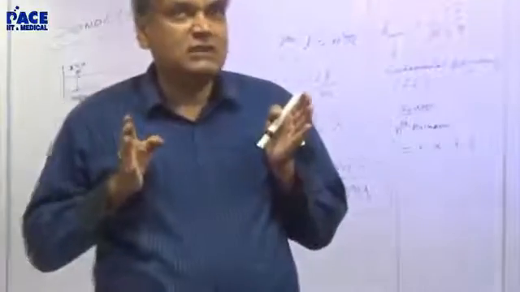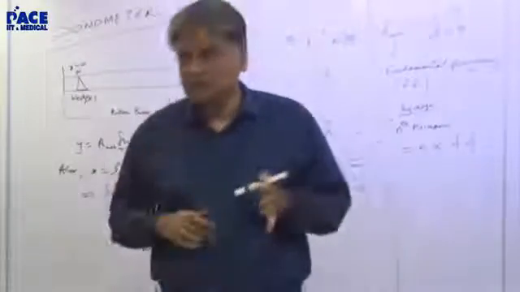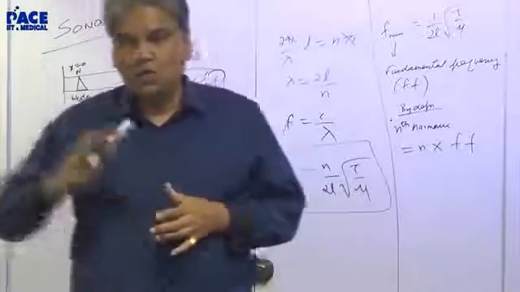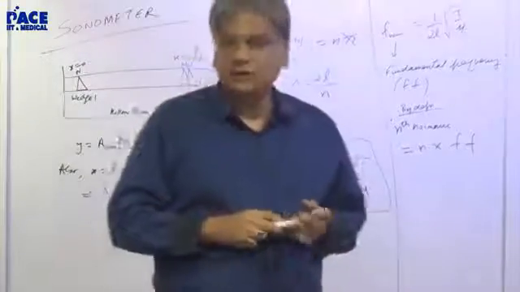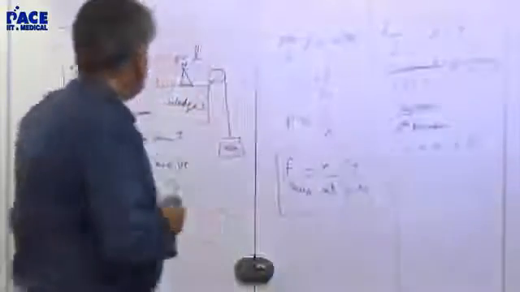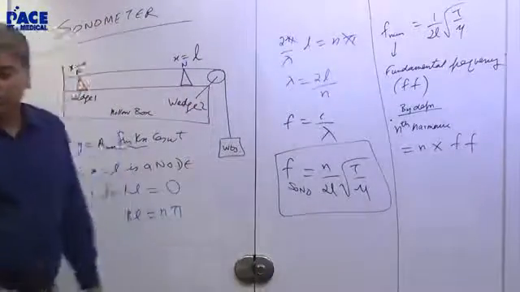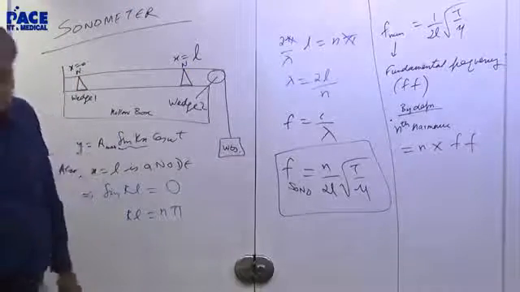Every device that plays has a particular minimum frequency. So if it is now playing at a higher level, what multiple is it playing of? That is called harmonic. So this sonometer is basically a depiction of any stringed instrument.